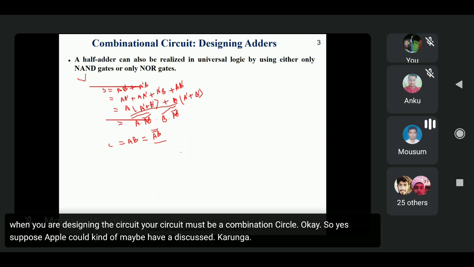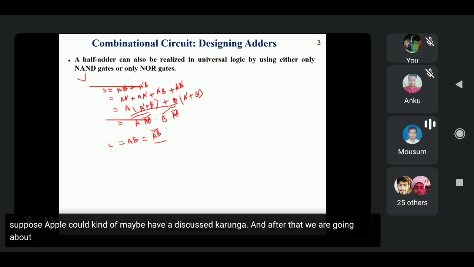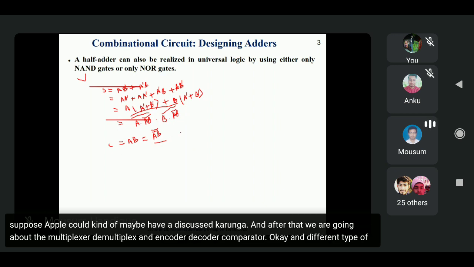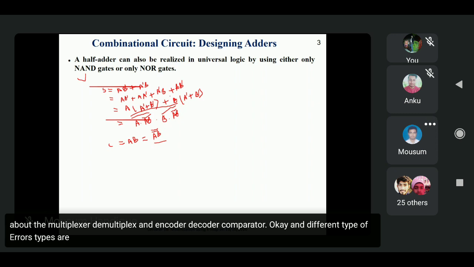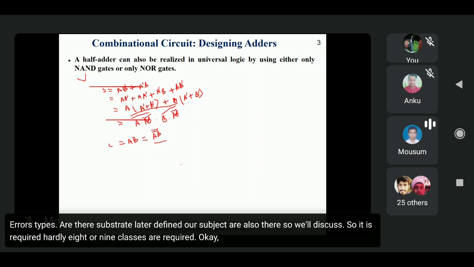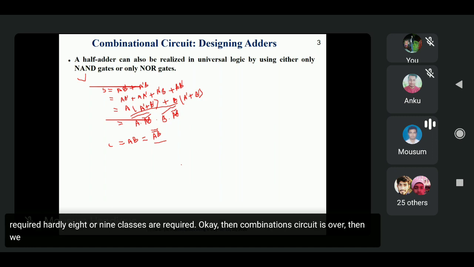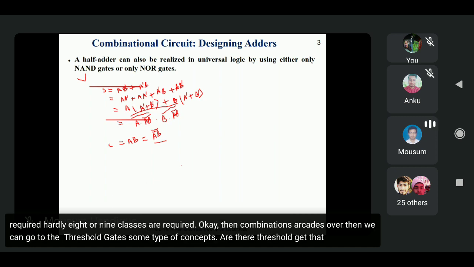After that we are going to the multiplexer, demultiplexer, encoder, decoder, comparator. And different types of adders are there: subtractor, parallel adder, binary parallel adder, 3-bit adder, and different types of subtractors are also there. So we will discuss them. Hardly 8 or 9 classes are required. Then the combinational circuit is over. Then we can go to the threshold gates. Some concepts are there, threshold gate, that particular part we will discuss.